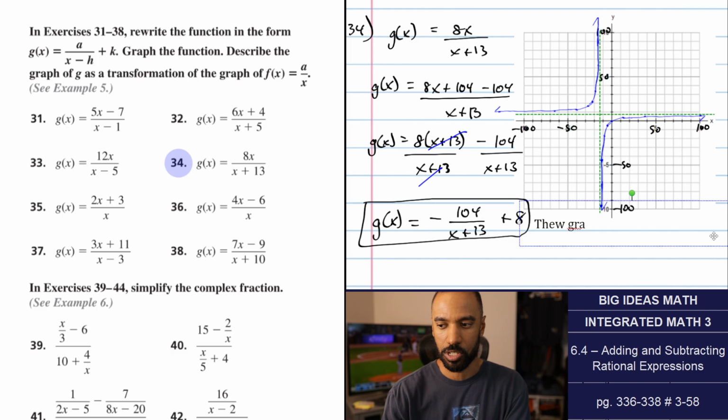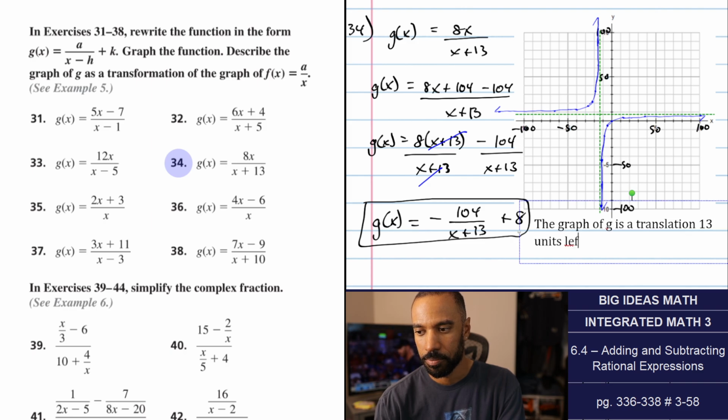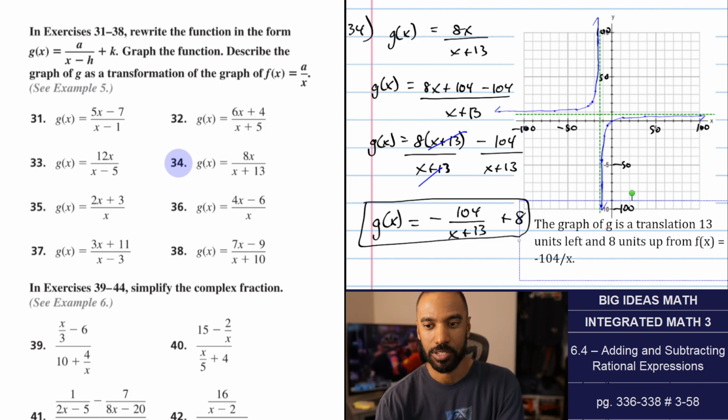These are just translations, but the graph of G is a translation, 13 units left and 8 units up, from f of x equals negative 104 over x.